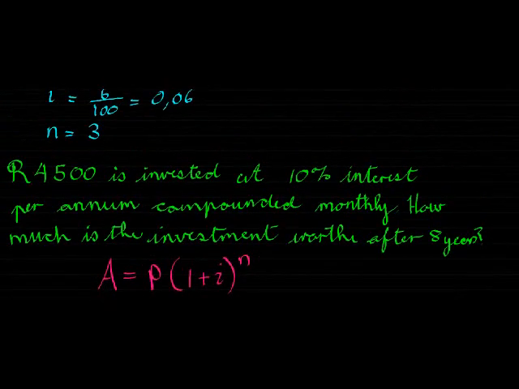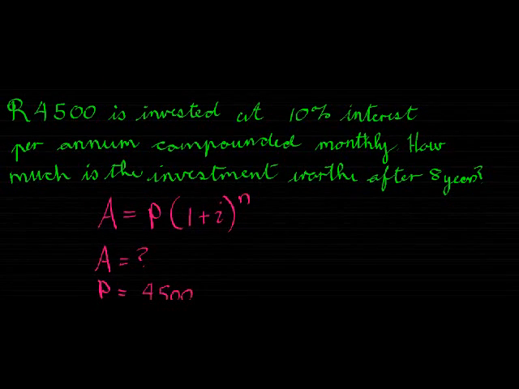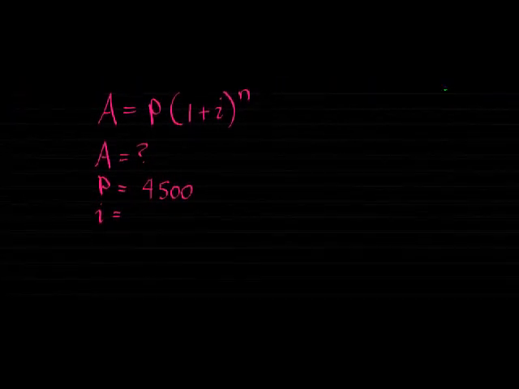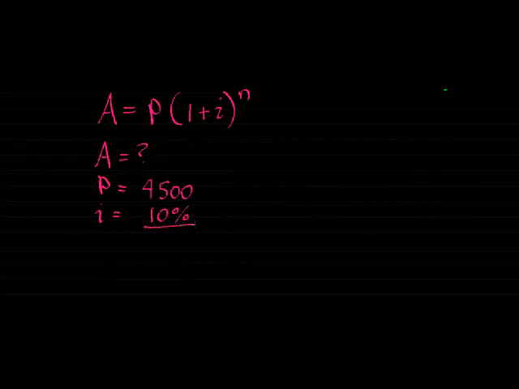I am earning 10% per year, but I don't get my interest yearly. I get it monthly. So even though it's 10% per year, I get it monthly, so I need to divide it by 12. And not only by 12, but also by 100, because it's percentage. So I actually divide my 10% by 1,200, because I'm earning it every month. I must divide my interest by 12, because there are 12 months.